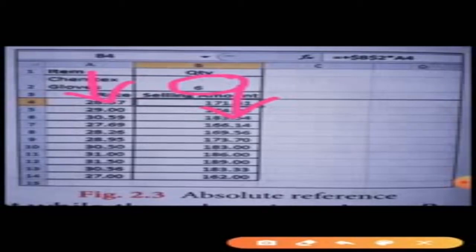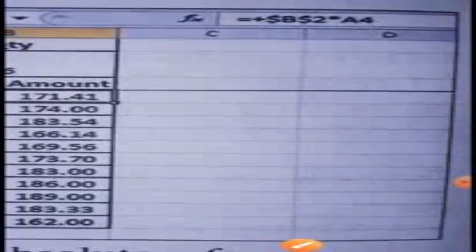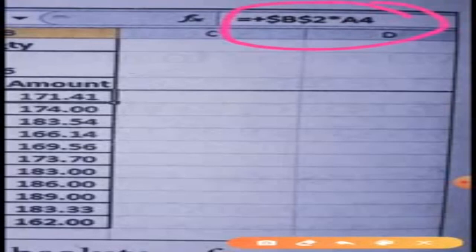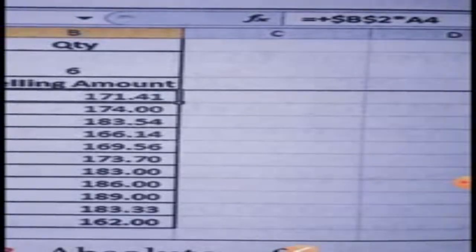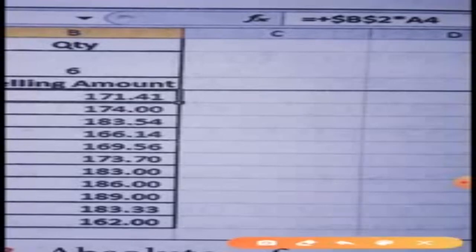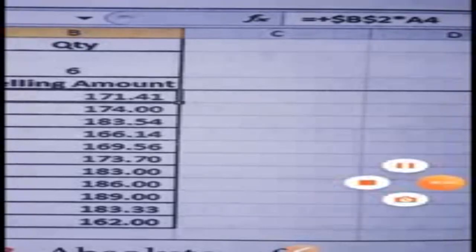We can see the formula given on the screen: dollar B dollar 2 multiplied by A4. Putting the dollar first means we want to fix the column and row, column B and column A. So we want to make B2 fixed, and A4 also. That is why it is preceded with the dollar sign: dollar B dollar 2 multiplied by A4. Here row and column are both constant. This way we find the price for this quantity of 6 at the different rates.